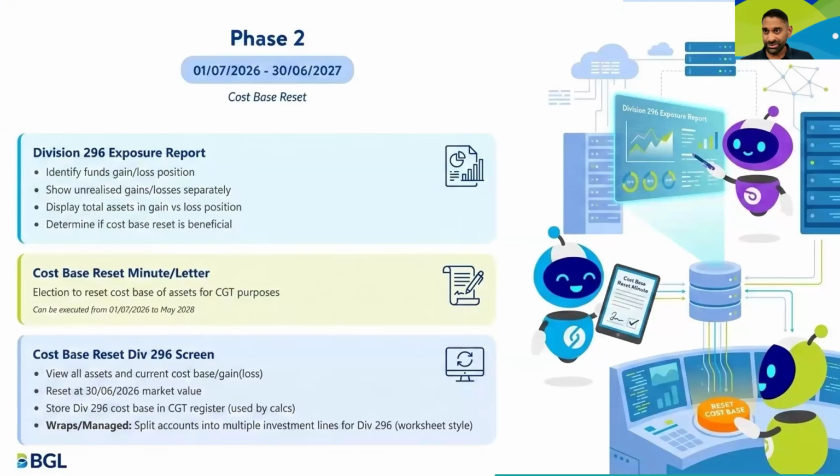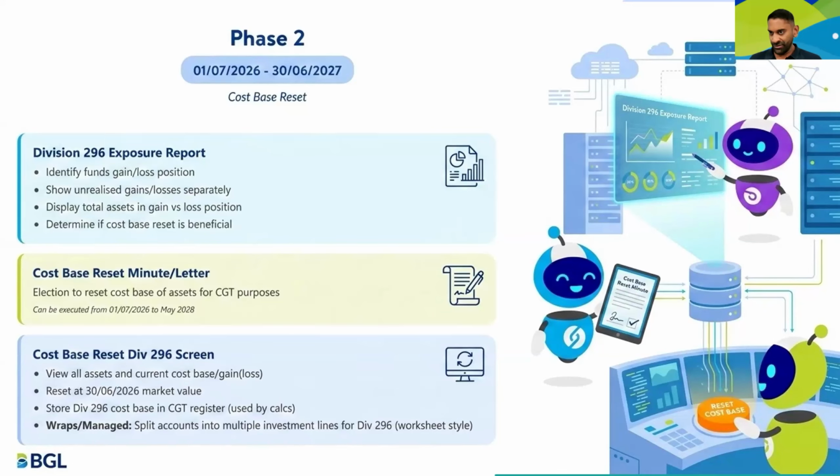So one thing we want to do is provide a Division 296 report, which will identify each of your assets along with, as at 30th June, market price versus the cost, whether you have a gain or loss position for each of those assets, and then a final gain or loss position as well, just to make that decision making endeavor simpler. So we'll provide that report for you.